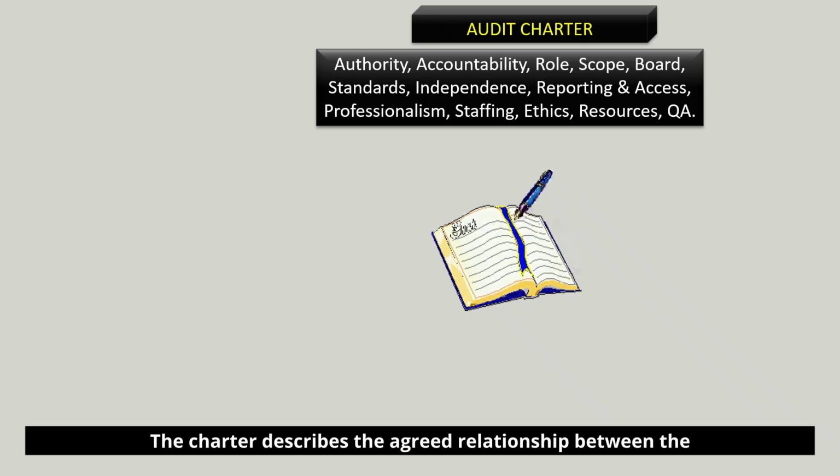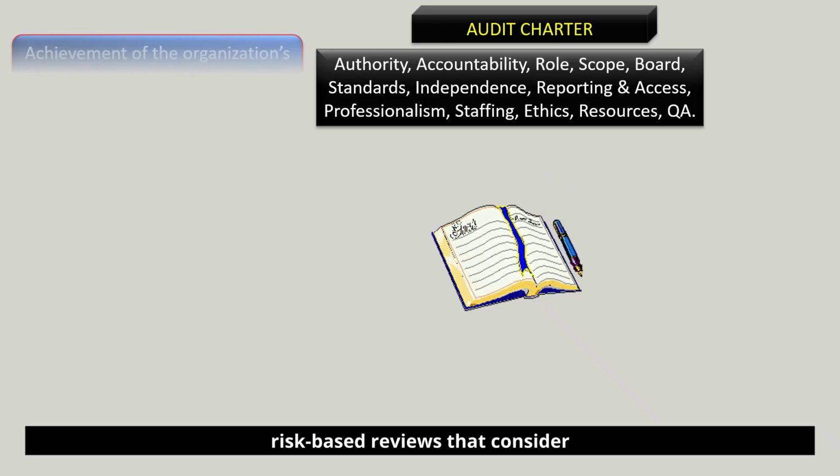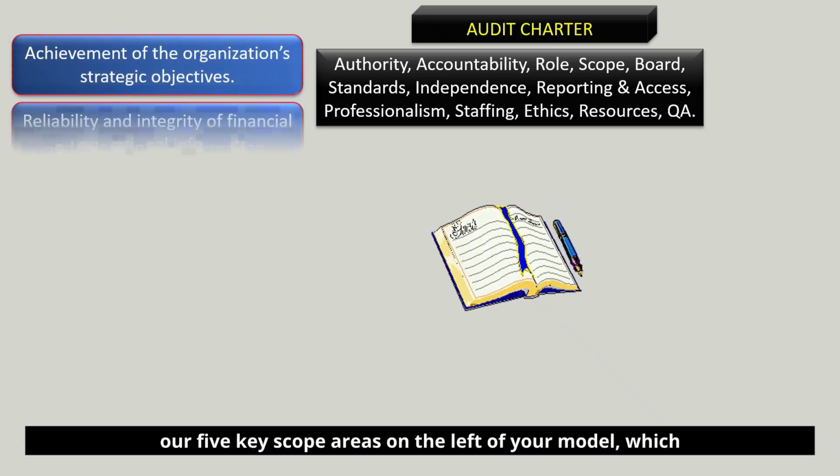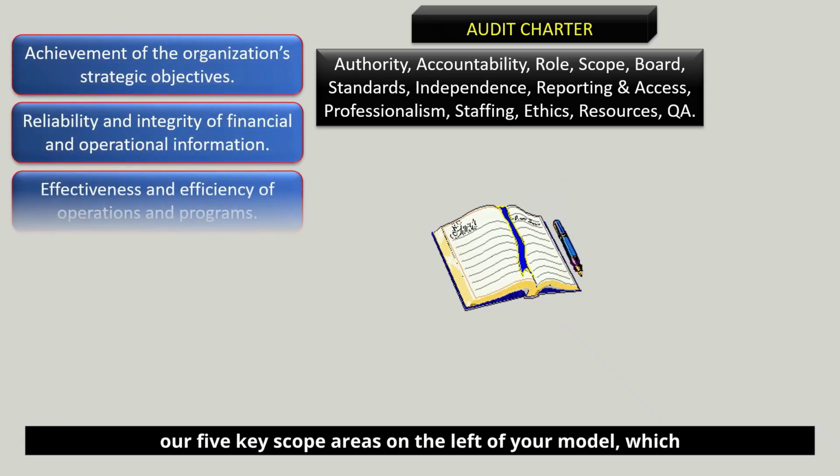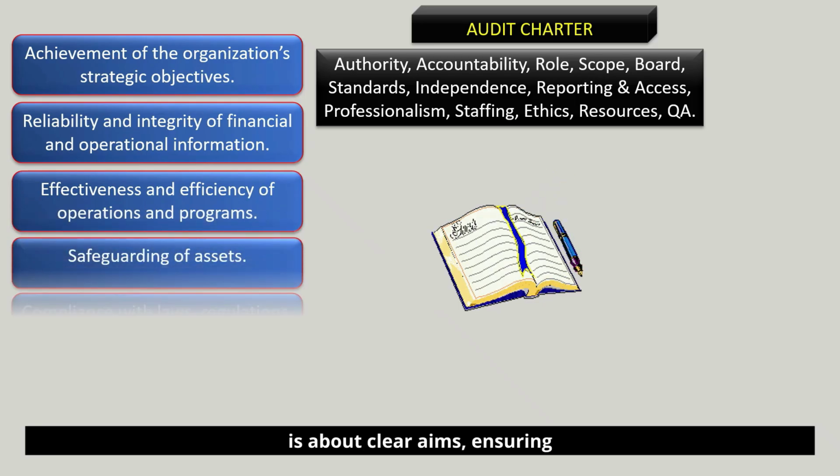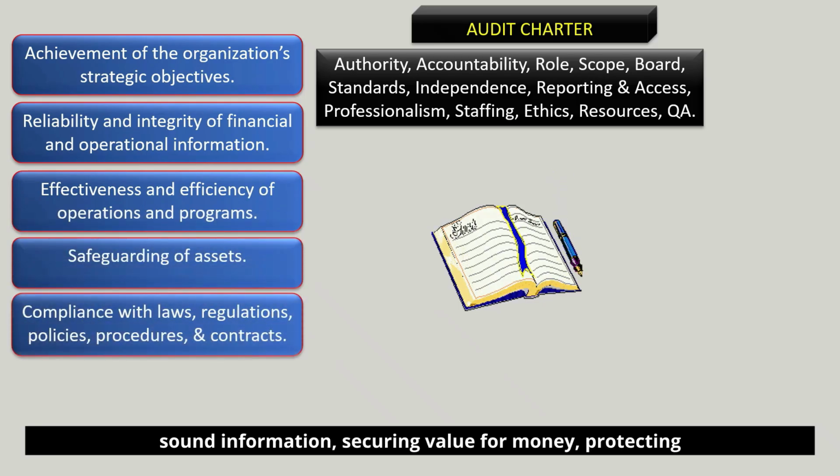The Charter describes the agreed relationship between the organisation and internal audit and helps define the range of audit services that have been endorsed by the main board. We can argue that the primary audit role is to carry out risk-based reviews that consider our 5 key scope areas on the left of your model, which is about clear aims, ensuring sound information, securing value for money, protecting assets, and achieving good compliance across the organisation.